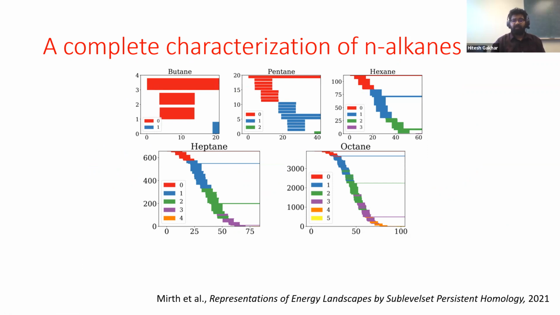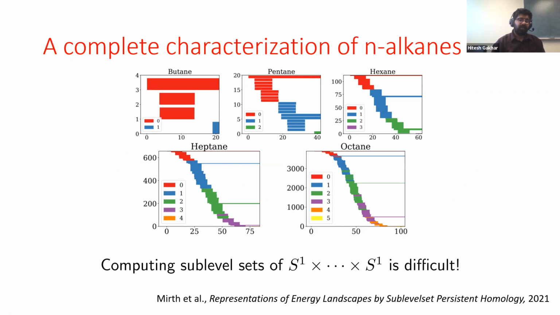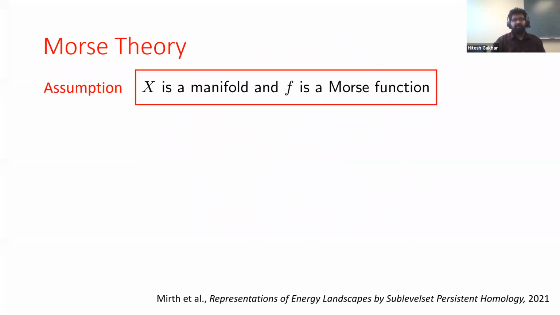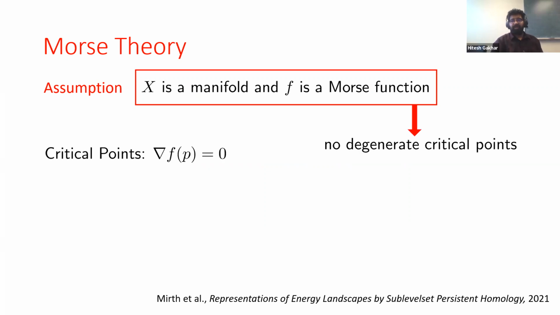But one of the things is that computing sub-level sets of higher dimensional spaces gets very tedious. It gets very difficult. And the same for sub-level set persistence. So this is where the Kunneth formula comes into the picture and makes life easy, and we'll see how. So let's quickly review the very basic things about Morse theory and their connections with sub-level set persistence. I'm not going to go into details, but I will be happy to point you to relevant resources.